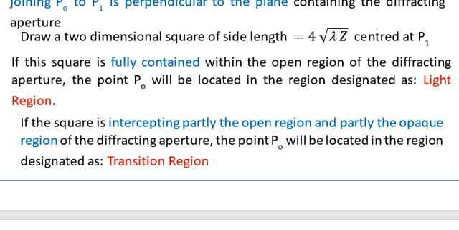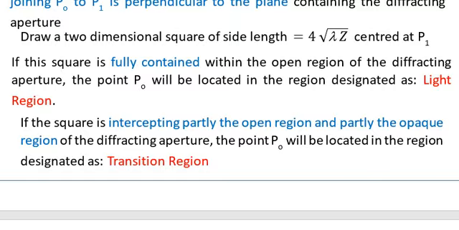Now this is very important. Draw a two-dimensional square, each side of which has a length equal to 4 multiplied by the square root of lambda z. Lambda z is the same quantity; the fixed value is z naught, but we have kept it in the general form, so you can assign it any value z1. When lambda is fixed and you change the value of z, the dimensions of the square will increase or decrease. If z increases, the square that we are drawing will increase in size.